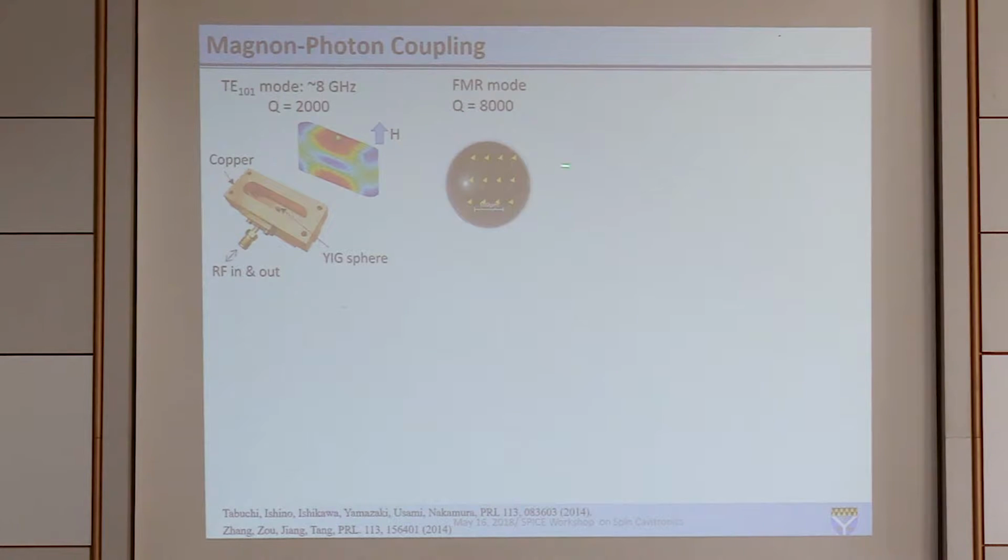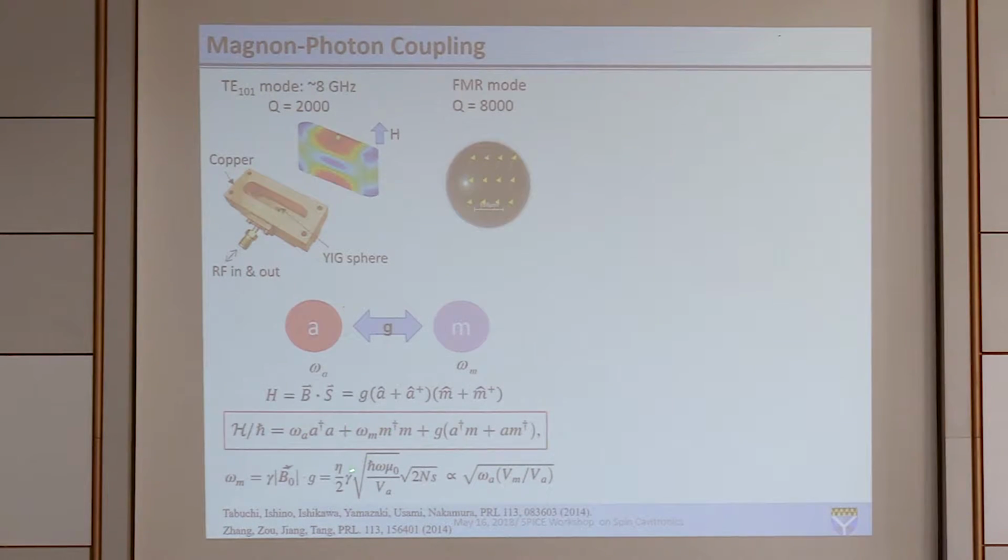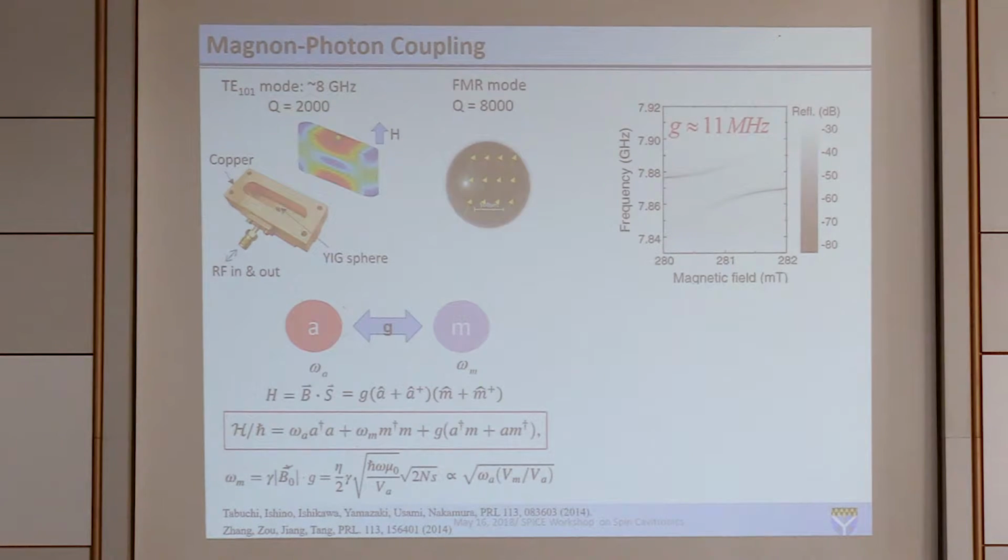So the coupling strength, again, is proportional to the number of spins inside the YIG sphere, which is plenty, the square root of N, and also inversely proportional to the mode volume. So N over V matters. If you have a sphere of 0.5 millimeter in diameter, put in a centimeter-size cavity, we call it a coffin cavity, you can get strong coupling with a coupling rate of 11 megahertz.